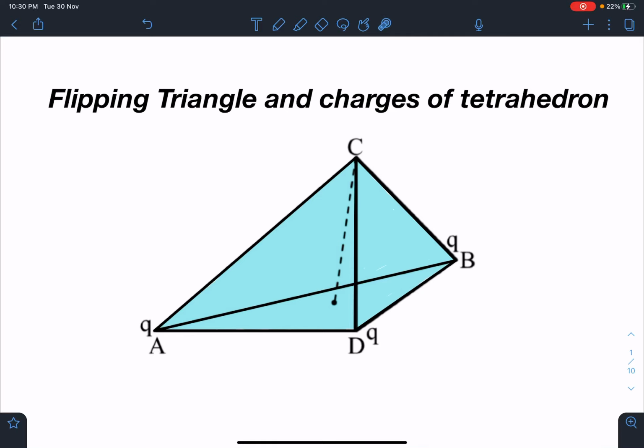Guys, this is Nitin here, and today I've come with a problem from electrostatics. It is flipping triangle and charges of tetrahedron. So you can see there is one arrangement here, so it's a problem based on this.